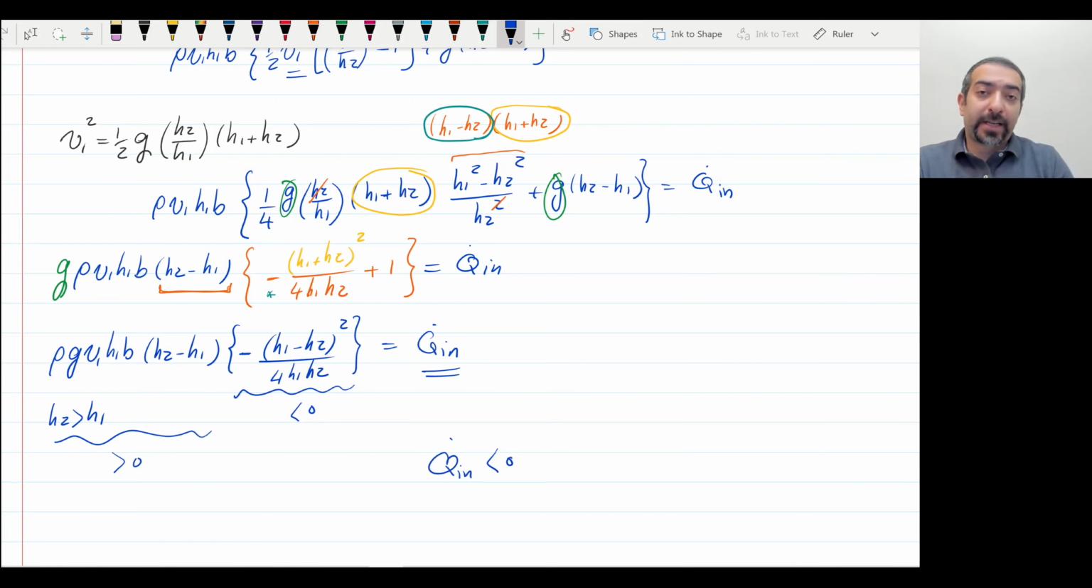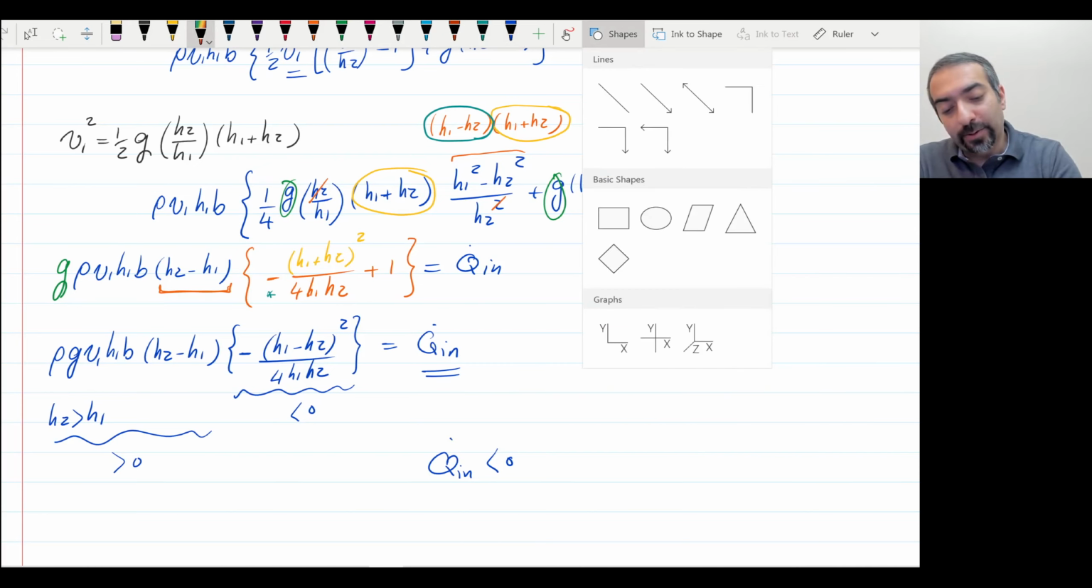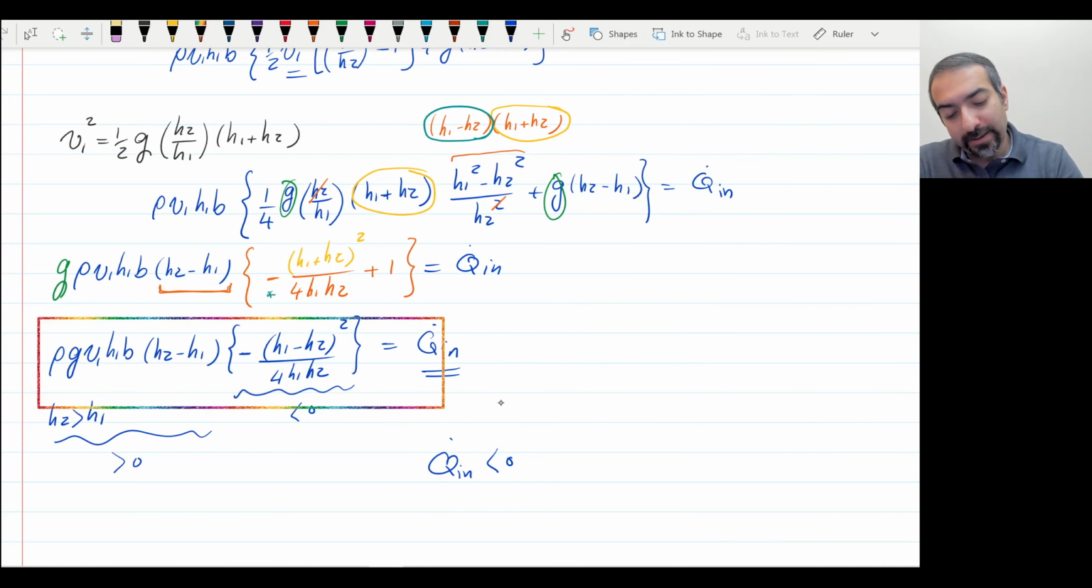which means that basically energy is leaving the control volume. And basically we have the exact expression for how much energy is in fact leaving the control volume. Let me draw a box about it, and there you go.